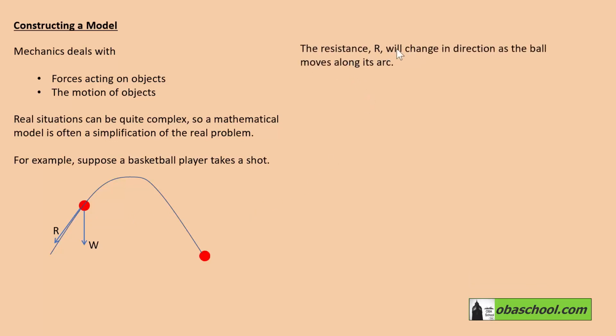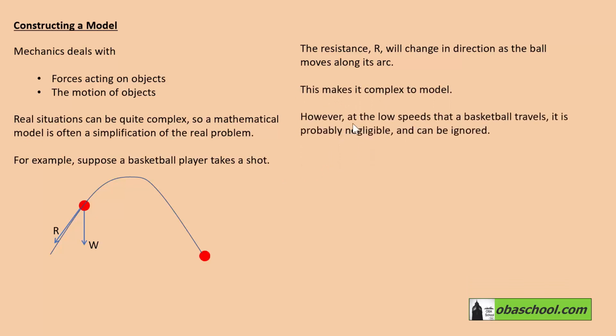The resistance R will change in direction as the ball moves along its arc, so it will always be directly opposite the direction the ball is heading in at any particular time. That makes it complex to model. However, at the low speeds that a basketball travels, it is probably negligible, and so this resistance can be ignored.